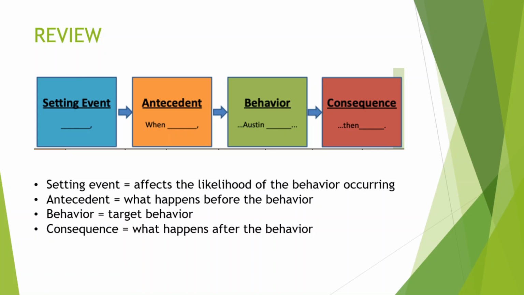So first, let's review each part of this sequence. First is a setting event. Setting events affect the likelihood of the behavior occurring. An antecedent is what happens before the behavior. And behavior is the target behavior that we want to address, and consequence is what happens after the behavior.